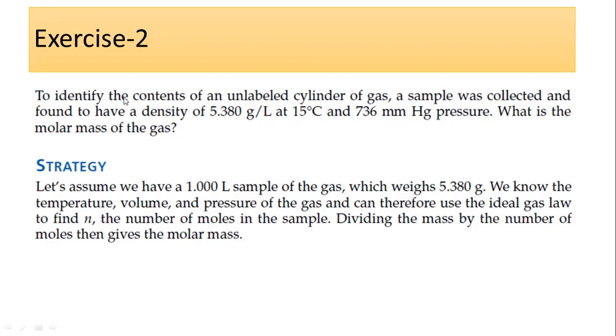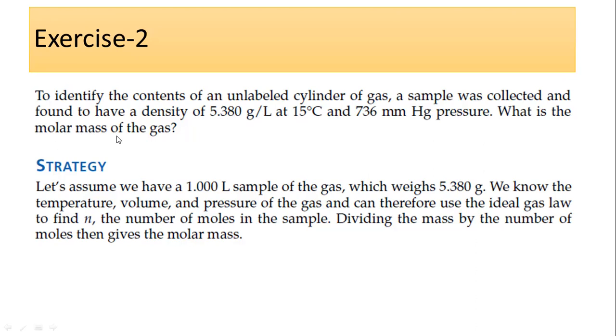Actually, with an unlabeled gas cylinder, how can you identify the gas? If you know the molar mass of the gas, you can easily identify the gas occupying the cylinder. So what information is given over here? This density is very important. That means you have a sample of 1 liter containing 5.380 gram. So the weight is given, the volume is given, the temperature is given, and the pressure is given. What is important over here is to get the molar mass.